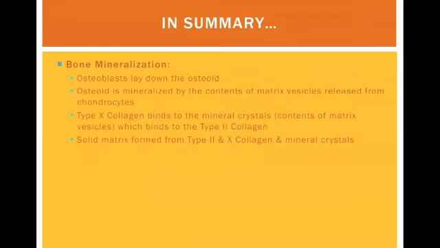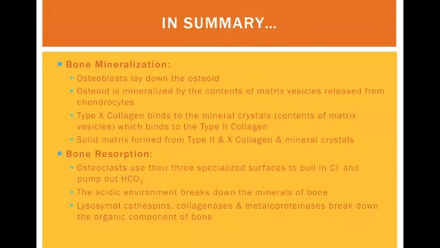In summary, we went over how bone is mineralized by talking about the osteoid being laid down, then mineralized by type 10 collagen and mineral crystals overtaking the matrix. Next, we discussed how bone is resorbed or broken down, and in order to resorb bone, we discussed how an osteoclast worked by reviewing its 3 zones.